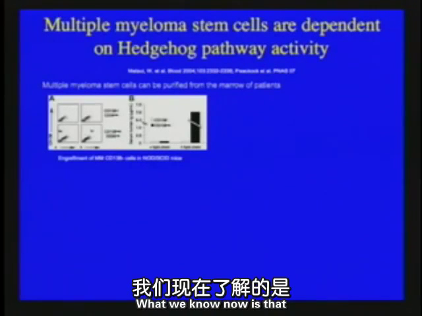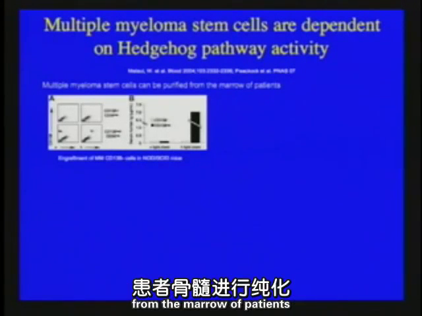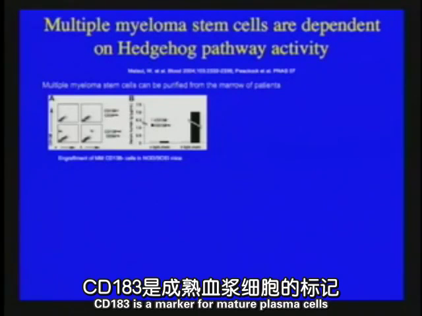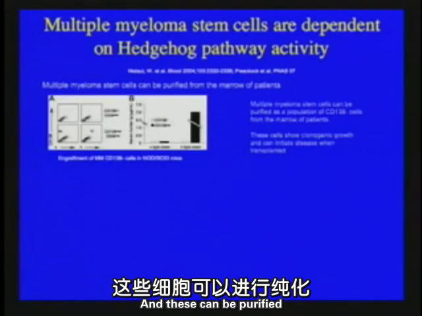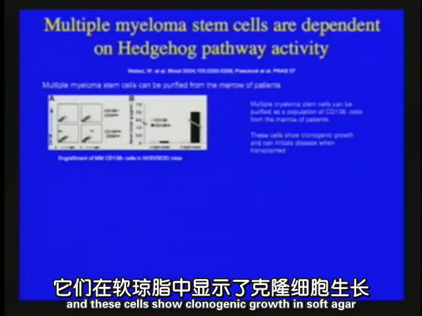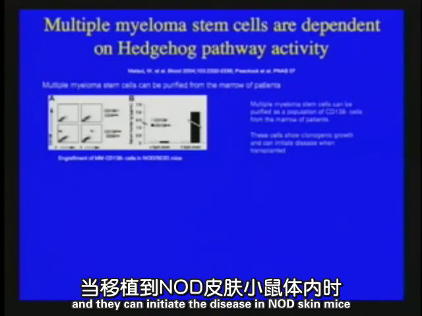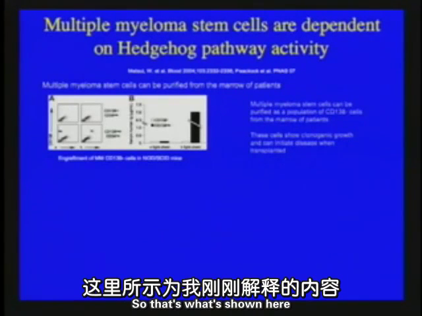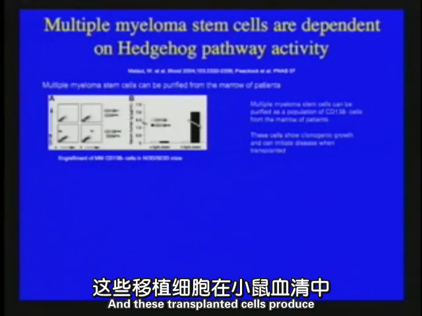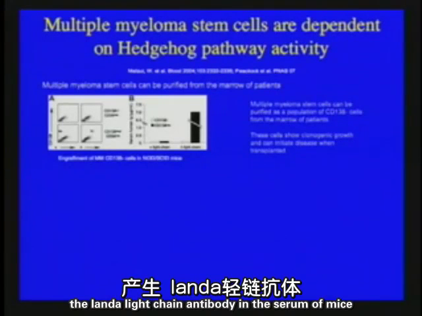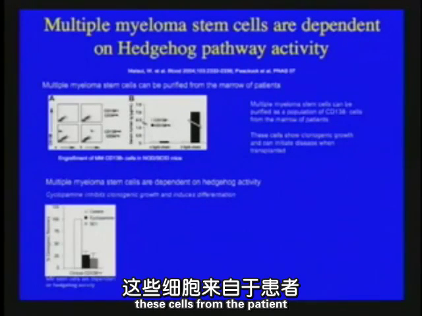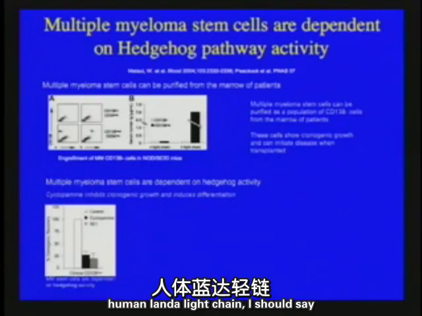What we know is that multiple myeloma stem cells can be purified from the marrow of patients, and these are CD138 negative cells. CD138 is a marker for mature plasma cells, and these cells show clonogenic growth in soft agar, and they can initiate the disease in non-SCID mice when they're transplanted. And so that's what's shown here. And these transplanted cells produce the lambda light chain antibody in the serum of mice, indicative of the source of these cells from the patient, human lambda light chain, I should say.